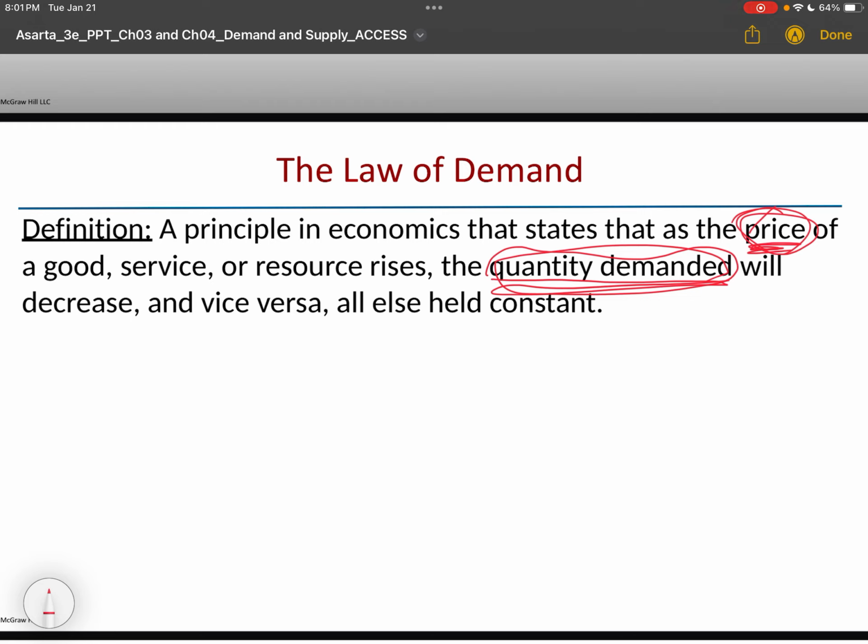Yes, why? Because individuals like us, we love deals. Buy one, get the second one half off. You see, we love deals.